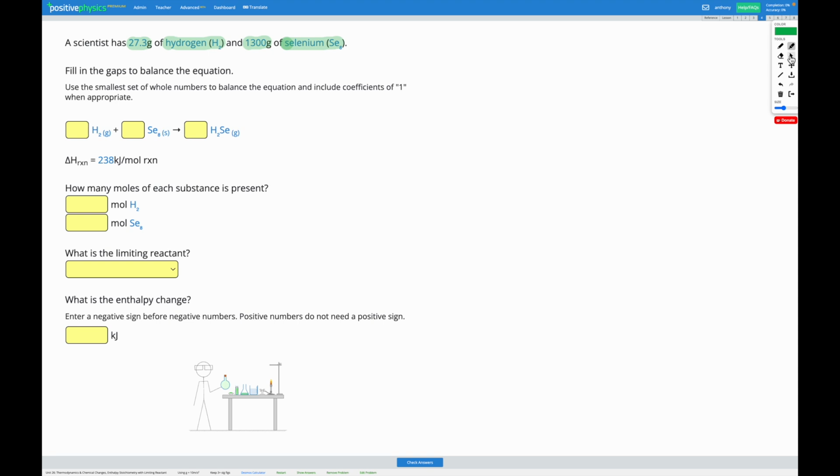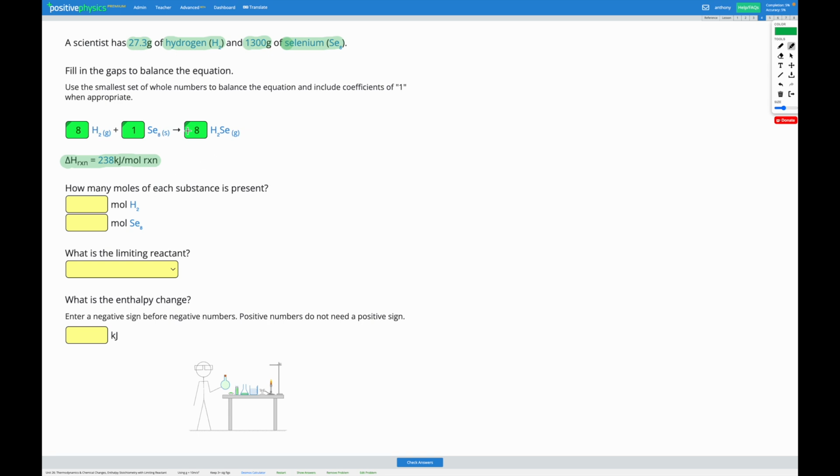Our first step is to balance our equation. I'm not going to show how to do that here. If you need more practice on that, head back to Unit 14. To balance this equation, we're going to use the coefficients 8, 1, and 8. Notice we've also been given the enthalpy change of reaction, which is 238 kilojoules for 1 mole of the reaction.